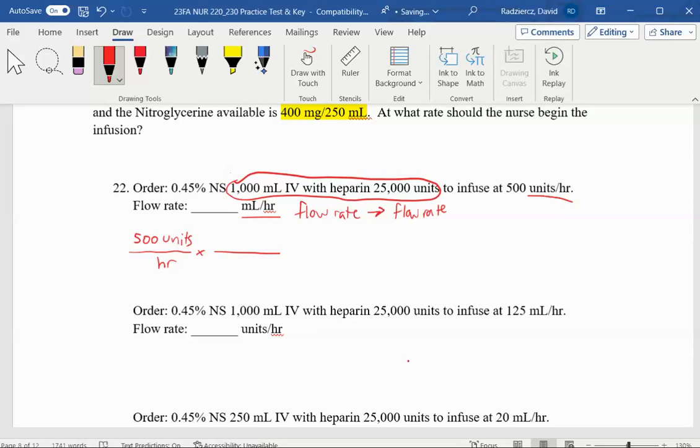So I don't want units, I do want milliliters. 1,000 milliliters, 25,000 units. I'm going to plug that into my calculator. 500 times 1,000 divided by 25,000 gives me 20 milliliters per hour.